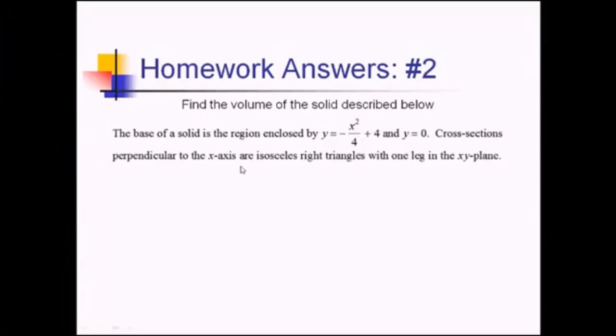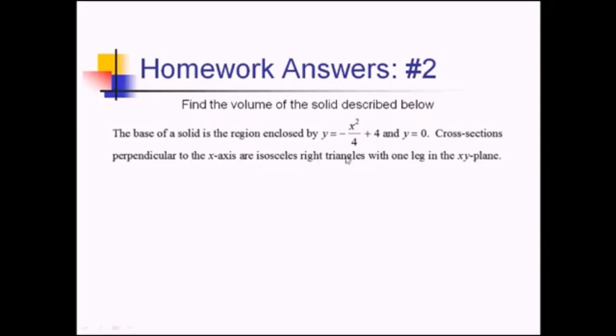For this problem, we have the base of the solid as a region enclosed by this upside-down parabola and y equals 0. Cross-sections are isosceles right triangles with one leg in the xy plane. So let's get our area formula to start off with here. Let's just think this through.